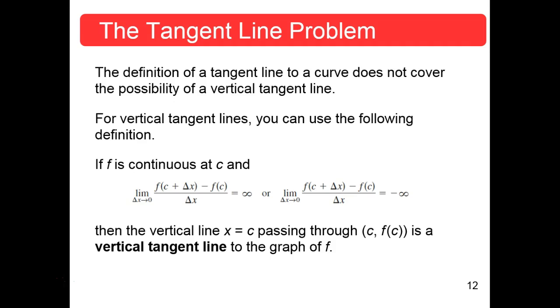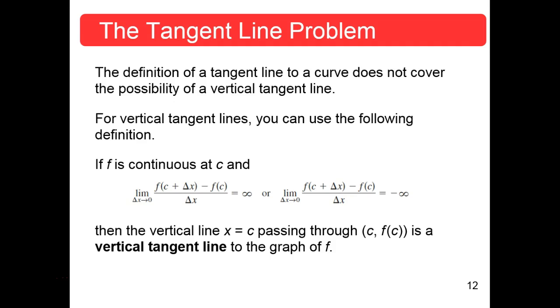Now they introduce something else here. The definition of a tangent line to a curve does not cover the possibility of a vertical tangent line. Because for a vertical tangent line, your rise is whatever you want it to be, but what's your run? Vertical tangent line. Rise could go from here to here. That would be some change of y here. What's your change of x? 0. That's not an indeterminate form. That's an undefined form. So for vertical tangent lines, use the following definition.